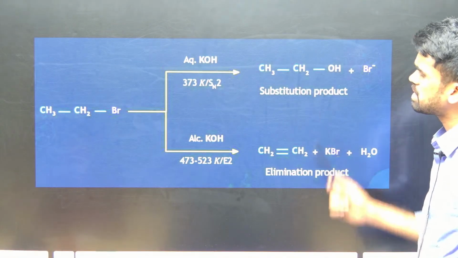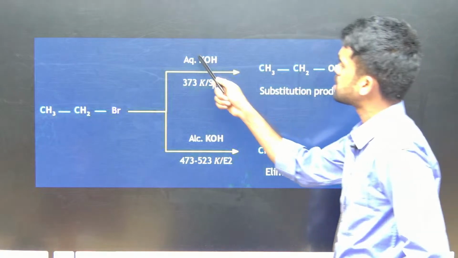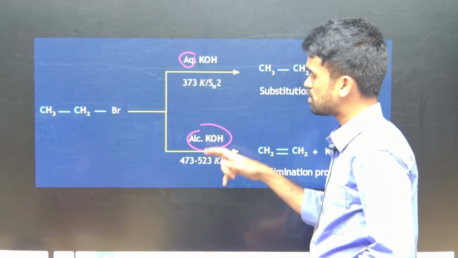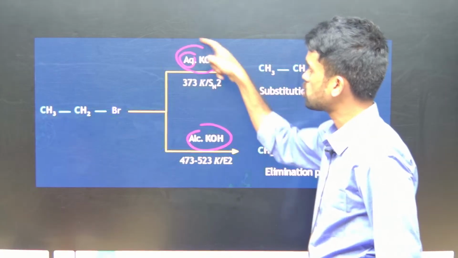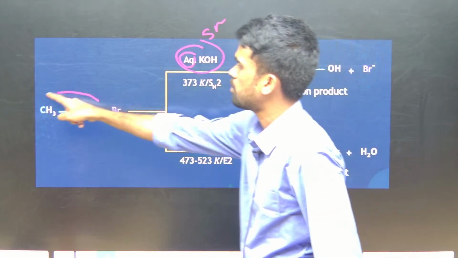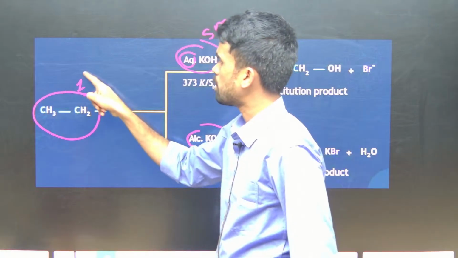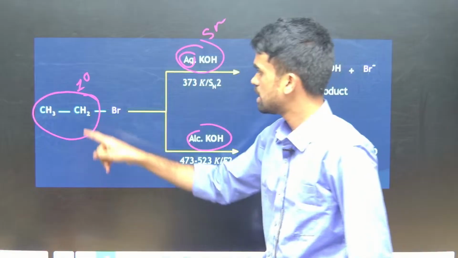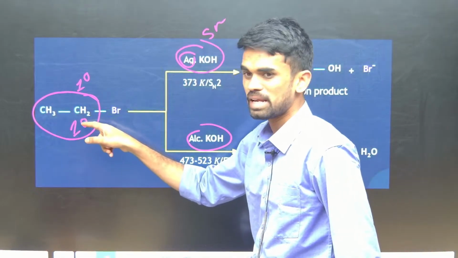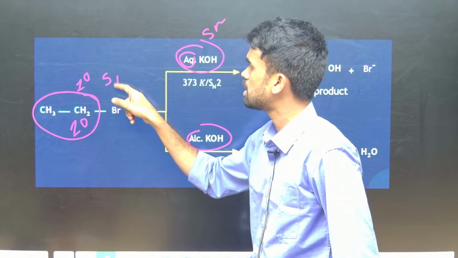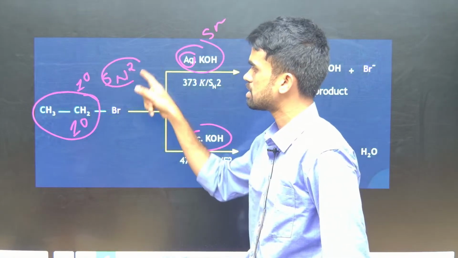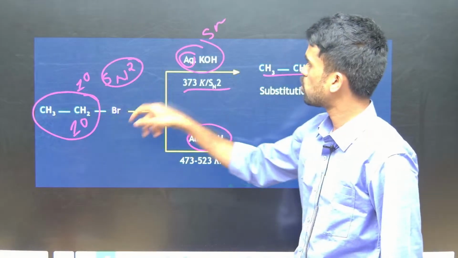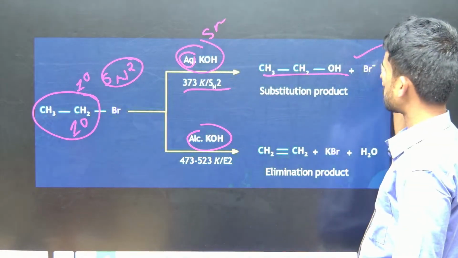Look at this, what makes the difference between them? Here aqueous is there. When it comes to here, alcohol is there. So aqueous means what happens? Substitution. It's a primary alkyl bromide. First of all, aqueous means substitution, and for a primary alkyl halide it is favored by the SN2 mechanism, and in the place of the bromide ion we will get OH. Nucleophilic substitution is done.